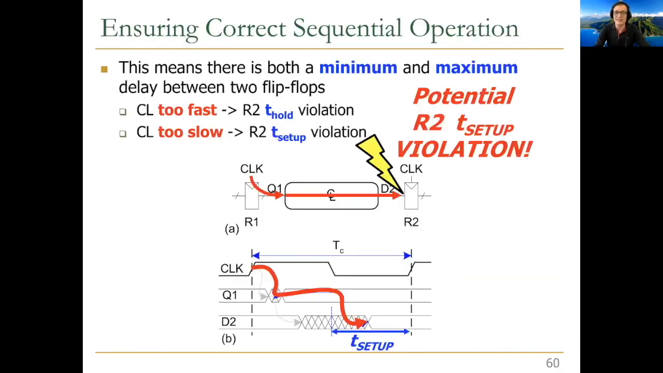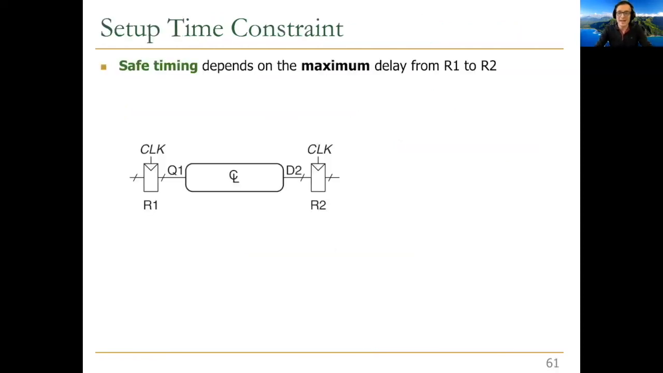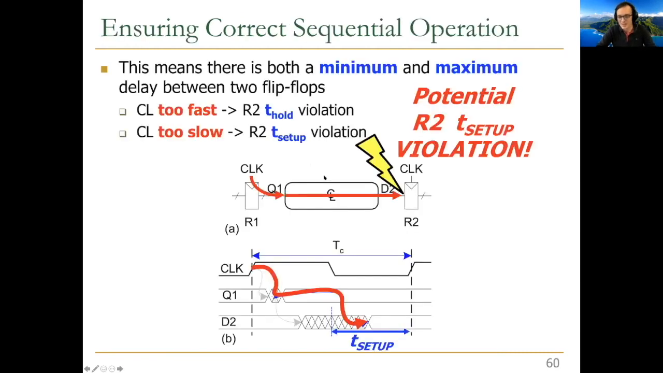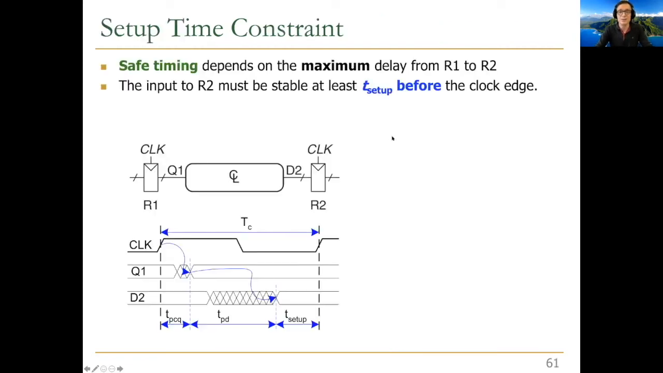Okay, so let's take a look at the setup time constraint first. So I'm going to write equations right now. So safe timing depends on the maximum delay from R1 to R2, as I've shown you in this picture. Actually, this is maximum delay, if you will. And the input to R2 must be stable at least T setup before the clock edge over here. So let's take a look over here. So we have T setup, and the D must be stable for at least T setup time, as we discussed over here.